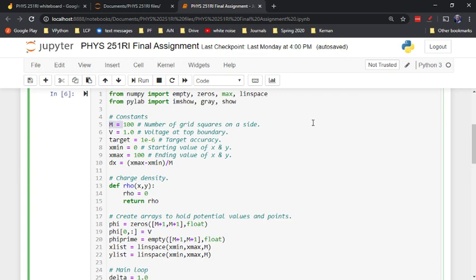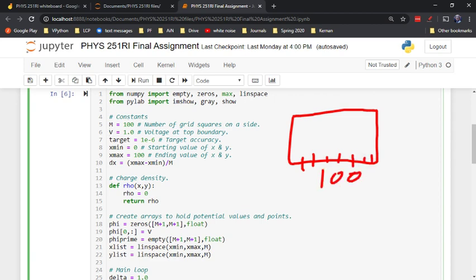So first we're going to have the number of grid squares on a side. This is the number of i's and j's we have. So we've taken our square and we've divided it up into 100 lines on one side and 100 lines on the other side. So we've got a 100 by 100 grid. This is also sometimes called the mesh. Your textbook called it a grid, but it's also sometimes called a mesh.